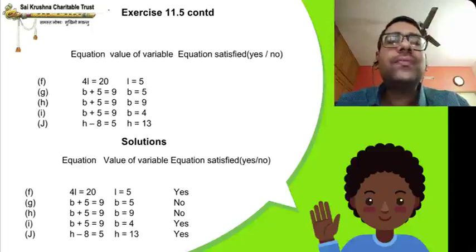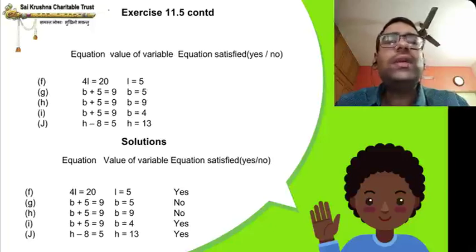Yes. h minus 8 equal to 5. What is the value of variable h here? 13. So 13 minus 8. What is 13 minus 8? Anybody? 13 minus 8 is 5, right? You subtract 8 from 13. 12, 11, 10, 9, 8, 7, 6, 5, right?